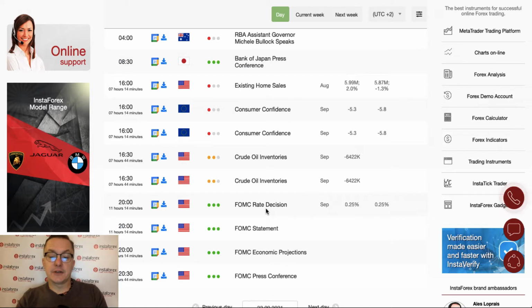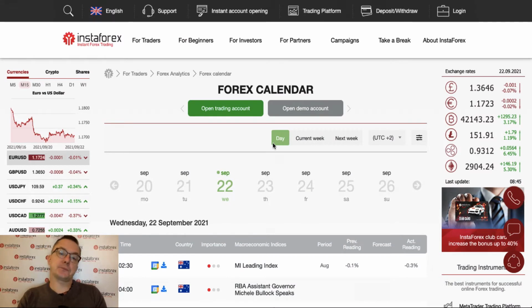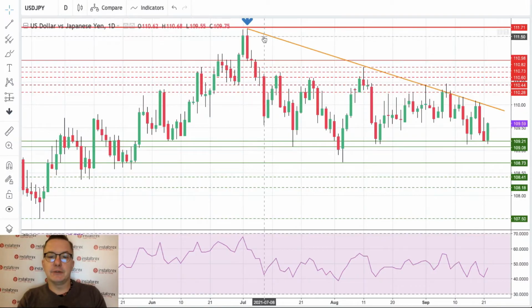The FOMC rate decision is scheduled for release at 8 p.m., and the market participants expect the FOMC to hold the interest rate at the level of 0.25%. The FOMC press conference is scheduled for 8:30. Crude oil inventories are scheduled for release at 4:30, and the consumer confidence data is scheduled for release at 4 o'clock. The consumer confidence data is, of course, from the Eurozone. So that's everything for today. We should take a look at the US dollar, of course, and the Japanese yen. So let's start with the Japanese yen.